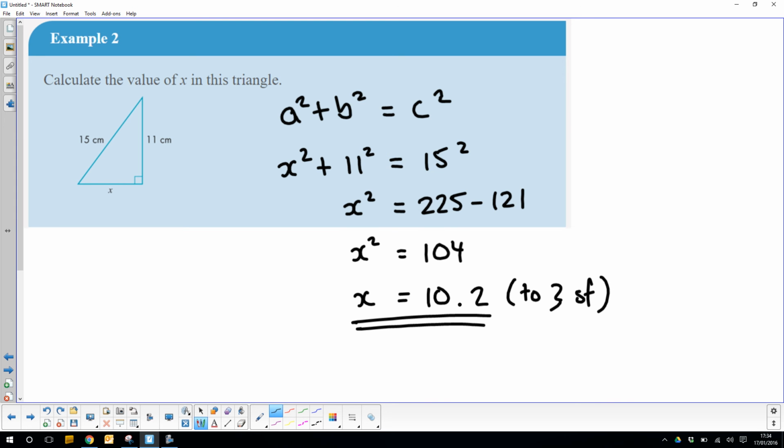So again, just to reiterate, when we're finding one of the shorter sides, we still use Pythagoras' theorem. We just have to be a little bit careful when we're putting values in and make sure that we substitute the hypotenuse in the right place. Apart from that, it's then just a case of solving the equation that you formed, and of course remembering to square root at the end.